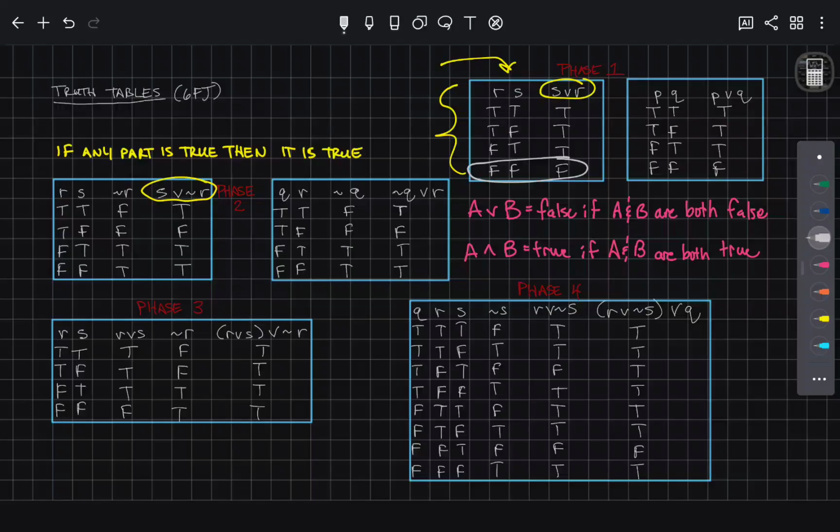Now, if it was S up arrow R, then it would require both R and S to be true for it to be a true result. So if we were to rewrite, instead of S down arrow R, we did S up arrow R, the only one that would be true is right here. Only those two statements are both true, meaning that it's a true statement.